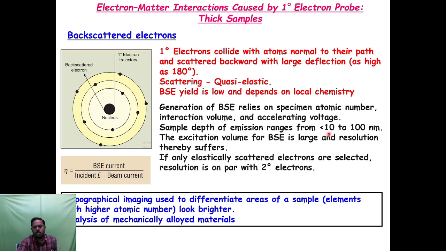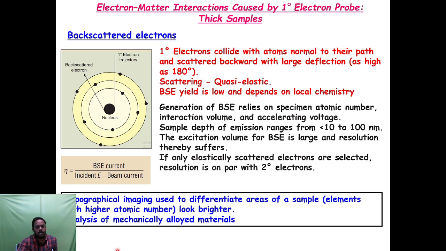The sample depth from which the electrons are scattered back may be 10 to 100 nanometers. If only the elastically scattered electrons are selected, the resolution will be on par with the secondary electrons. During the electron interaction with matter, if we detect elastically scattered electrons from the sample, that image will be as clear as the image produced by the secondary electrons.